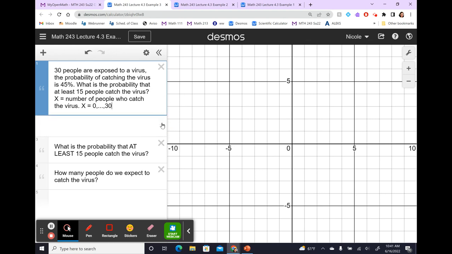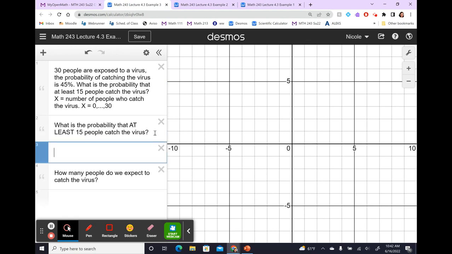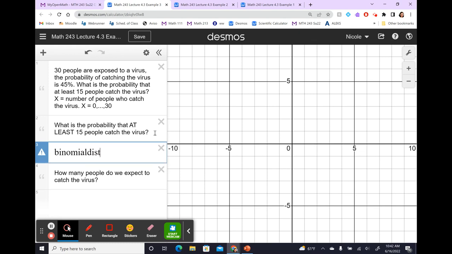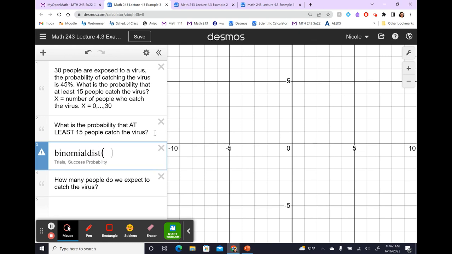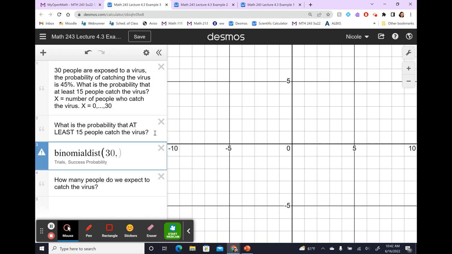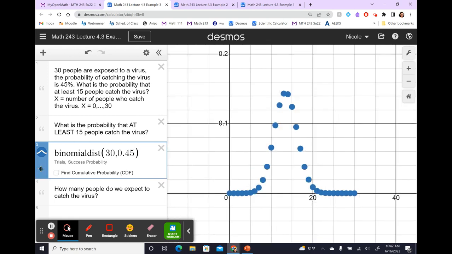All right, so let's go ahead and figure out what is the probability that at least 15 people catch the virus. So we're going to use binomial dist, okay? The number of trials this time, well, 30 people are exposed. Each person is a trial of getting this virus. So we're going to make the number of trials 30, and the probability of success, or the probability of getting the virus, is 0.45, right? And let's go ahead and zoom fit so we can see what this distribution looks like.